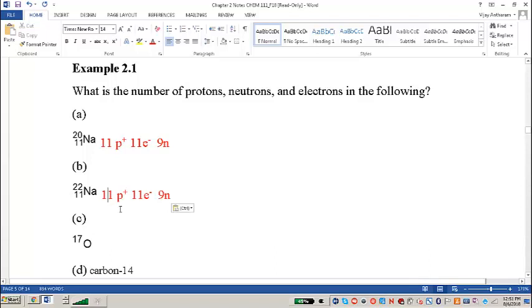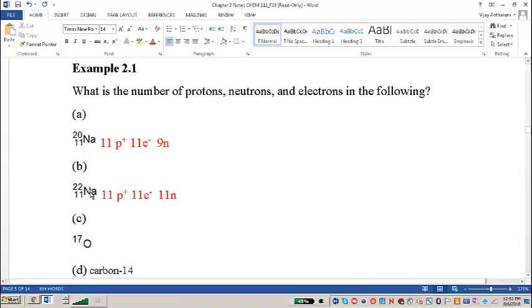Let's do part B. How many protons are going to be in the sodium element? Okay, still 11. How many electrons in the sodium atom or sodium element? 11. How many neutrons? 11. Okay, so here we have isotopes. 9 neutrons, 11 neutrons. Elements that differ in the number of neutrons is the prototypical definition of an isotope.